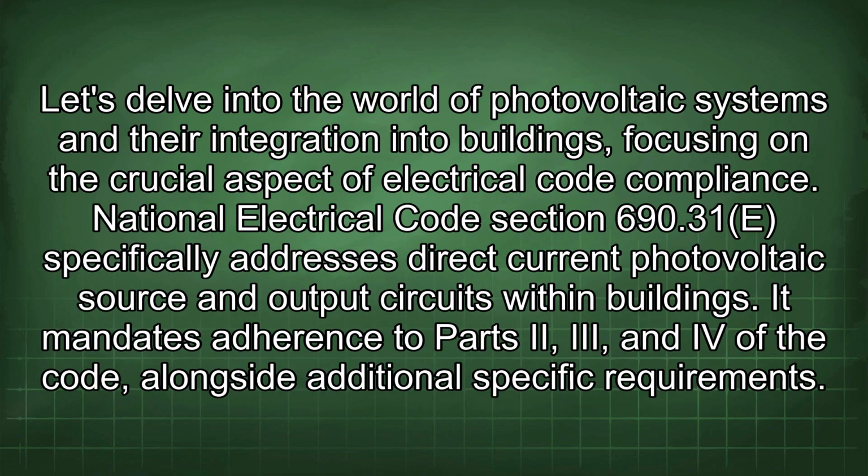Let's delve into the world of photovoltaic systems and their integration into buildings, focusing on the crucial aspect of electrical code compliance. National Electrical Code Section 690.31(E) specifically addresses direct current photovoltaic source and output circuits within buildings. It mandates adherence to Parts II, III, and IV of the Code, alongside additional specific requirements.